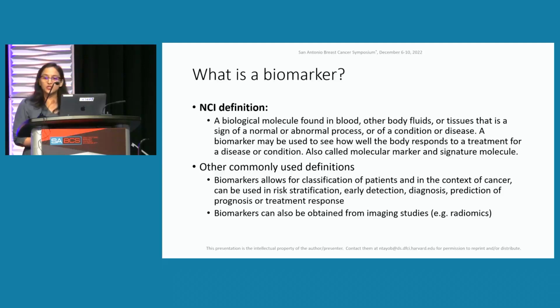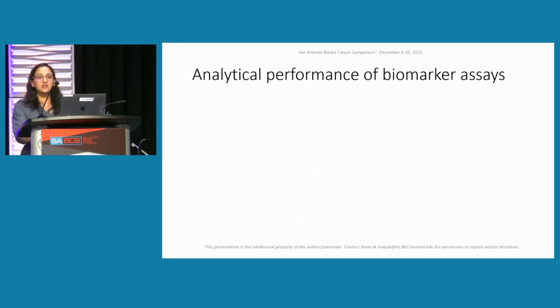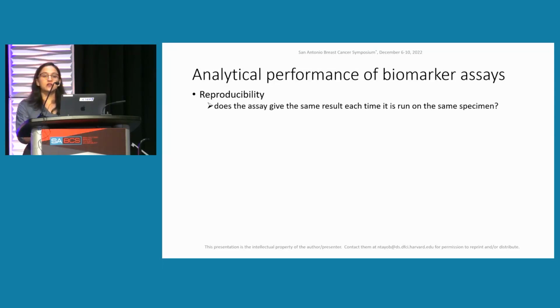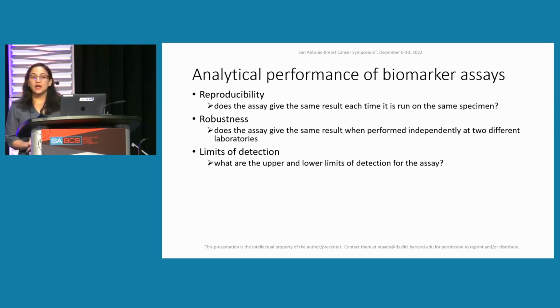Biomarkers allow us to classify patients in the context of cancer. We can use them across the continuum: risk stratification, early detection, diagnosis, prediction, or prognosis. These definitions from the NCI don't include biomarkers obtained from imaging studies, but I would actually put that in the category. To me, a non-invasive radiomics marker could potentially also be a very useful marker, and so it should be included as well. The important thing to think about, though, is that these biomarker assays themselves are important, and we want to understand what the analytical performance of these biomarkers is before we introduce them. As we analyze these results, these are important considerations to keep in mind.